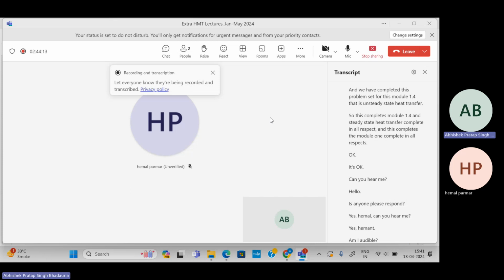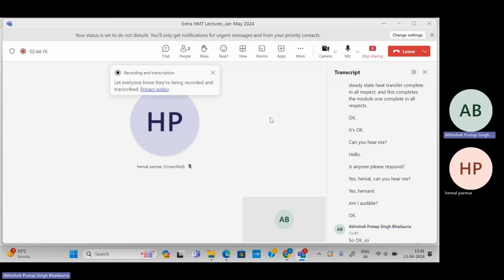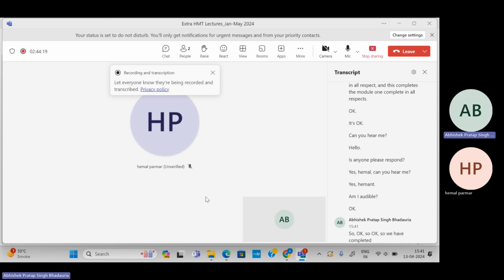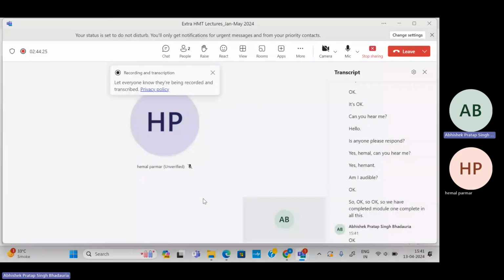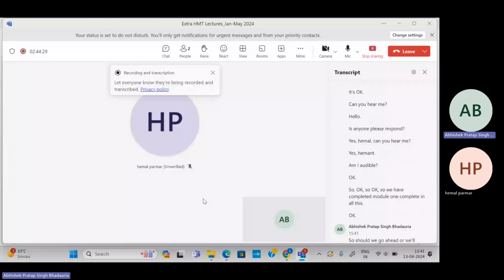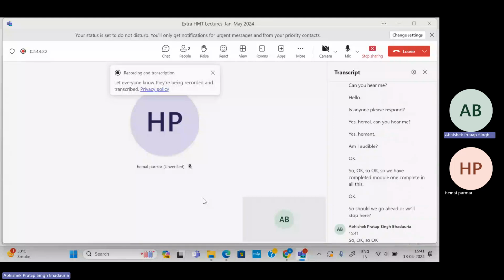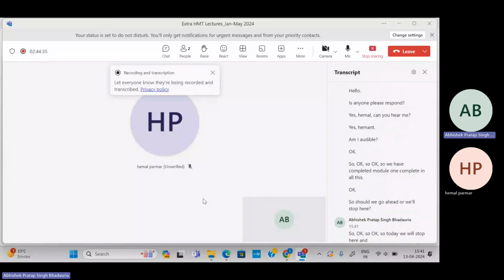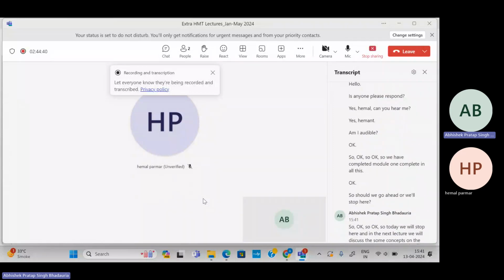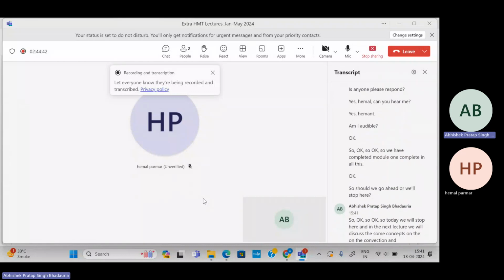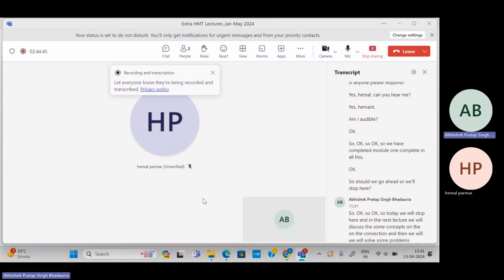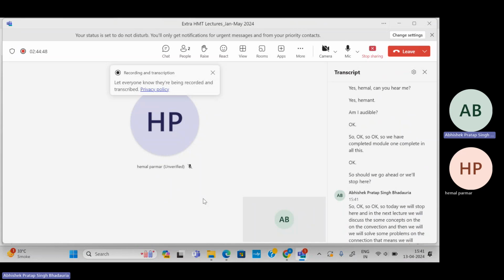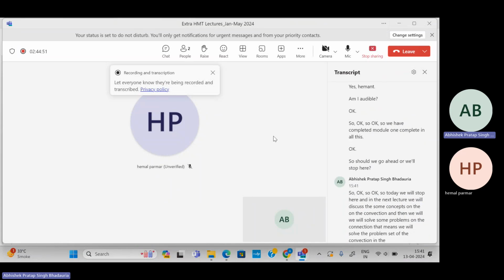So we have completed module 1 in all respects. Should we go ahead or stop here? Okay, today we will stop here, and in the next lecture we will discuss some concepts on convection, and then we will solve some problems on convection. That means we will solve the problem set of convection in the next class.